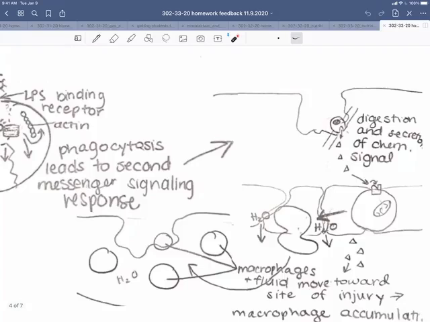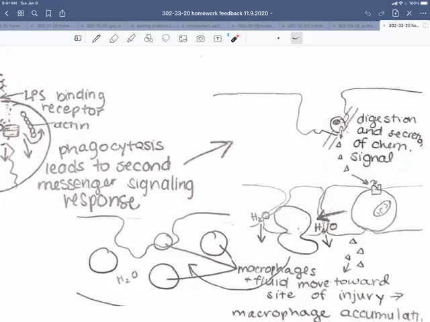That whole process leads to a second messenger release. So here's our cell releasing second messenger as it digests its bacterial prey. And that is binding to a macrophage that is not currently amoeboid, and that triggers it to become amoeboid.